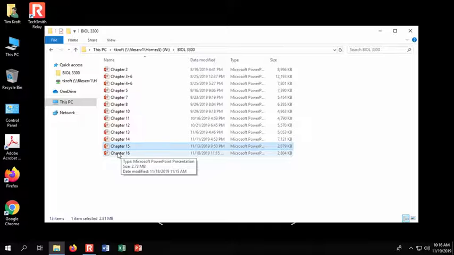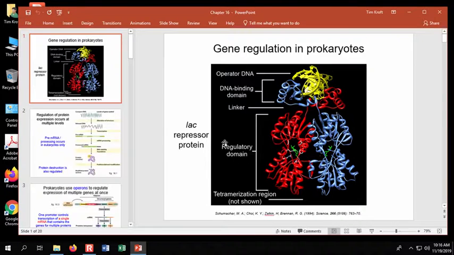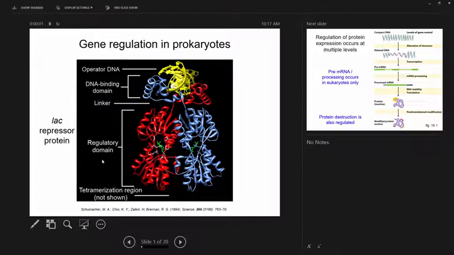So chapters 16 and 17, respectively, are gene regulation in prokaryotes and eukaryotes. What we've talked about so far is the general mechanism of transcription. Now we're going to talk about exactly how gene expression is regulated, including this really cool thing.